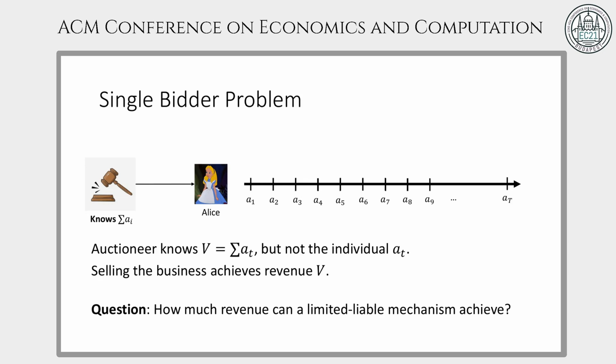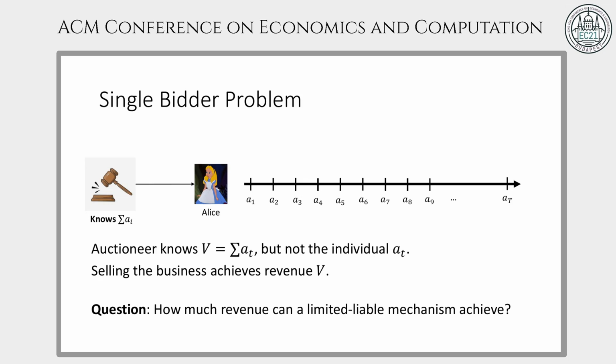So in the single bidder version, again, we have one bidder, Alice, who has value a sub t each round, and we have an auctioneer who would like to sell an item to Alice every round. The key difference is that in this problem, we assume the auctioneer knows Alice's total value for all the items, the sum of her a sub t's, but not the individual sequence of a sub t's. So again, in this setting, if the auctioneer is allowed to break limited liability, the auctioneer could just make this offer to Alice saying, pay me v upfront, the sum of the a sub t's, and I will give you the item every round. So this achieves revenue v.